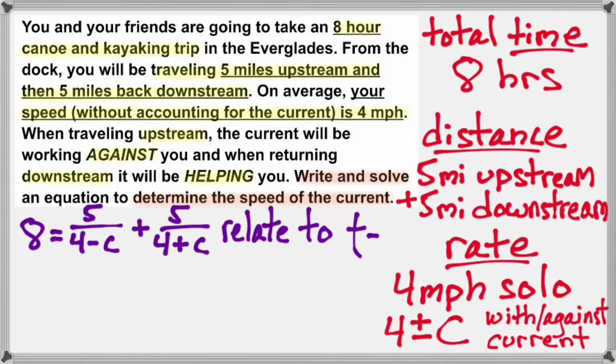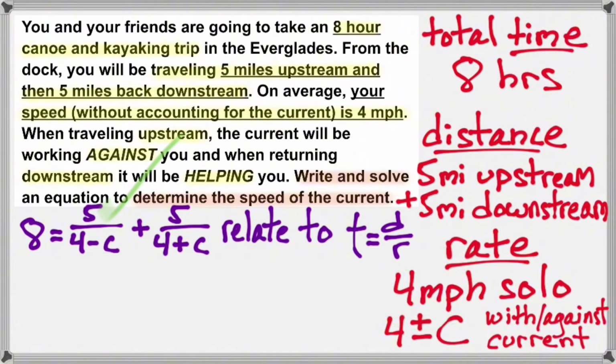8 represents the total time of the trip, and then 5 is the distance, and that would go over the rate of you going against the current. It doesn't matter which one you do first. You going against the current would be 4 minus c. Relate it back to time equaling distance over the rate. The distance traveled upstream, you are going 5 miles, and the current is working against you, so it is slowing down your 4 mile per hour paddle.